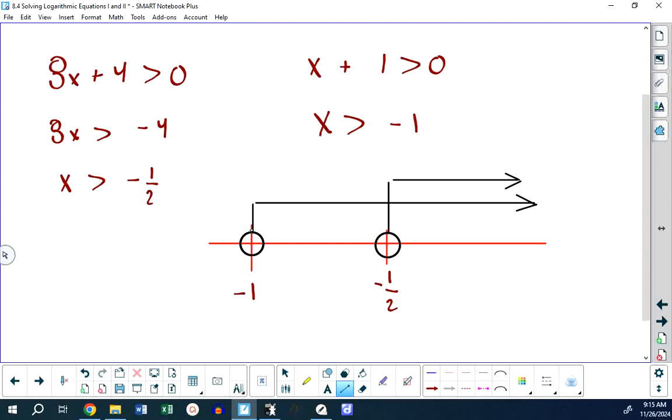The domain that covers both is the overlap of the domains. It's a visual thing, and the place where they overlap is here. So the domain of x for this equation is x is greater than negative 1/2. And you can think of it logically this way. If it's greater than negative 1/2, it's already bigger than negative 1, so we don't have to worry about the negative 1.